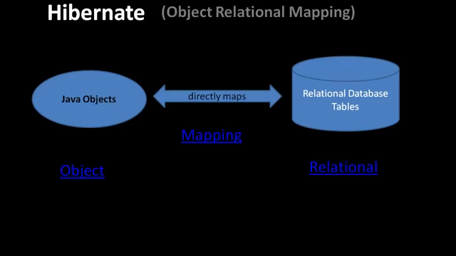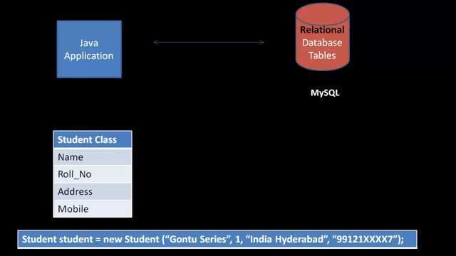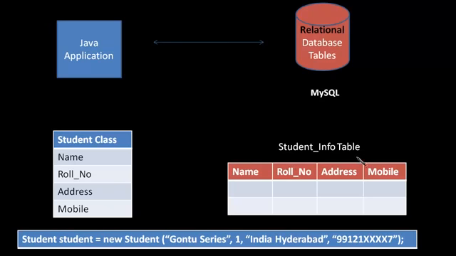Let's see in detail what exactly is Hibernate. Let's say you have a Java application which connects to a relational database, for example MySQL. Let's say you have a student class which contains member variables in it, name, roll number, address, mobile, which represents student information, and you have created a student object out of this class. Now the task is you have to store or persist the student's information which is there in your student object into the student info table.